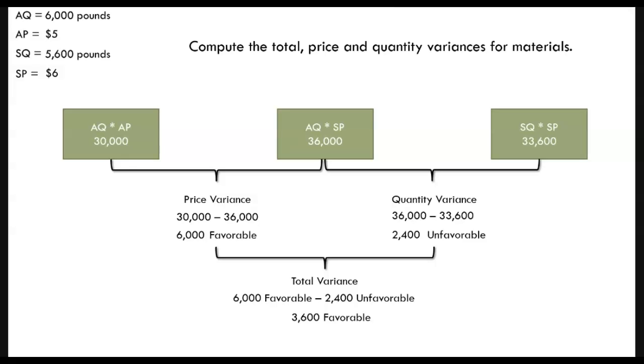Now, when we were trying to find our total variance here, if both our price and our quantity variance were favorable, or if both were unfavorable, we would then have just added them together. So we would have had 8,400 as our total variance. But whenever they're different signs, like we have in this example, we subtract those two values when finding our total variance.